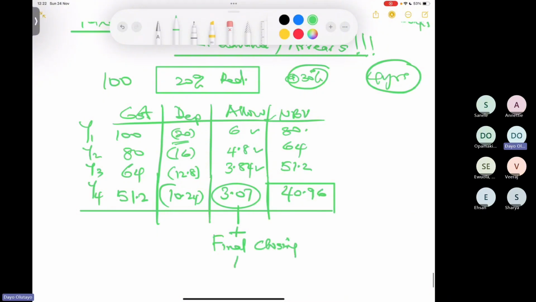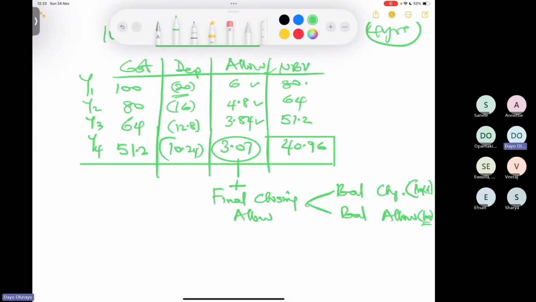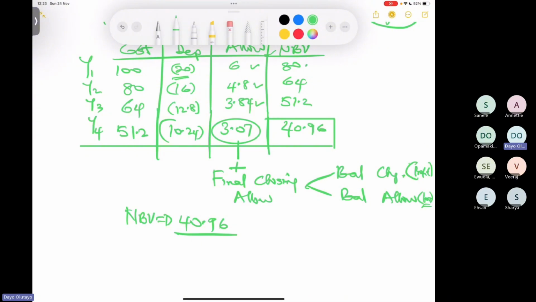Your final closing allowance can either be a balancing charge or a balancing allowance. A charge is when you are paying, an allowance is when you are getting a benefit. So you get a charge when you make a profit from disposal of the asset, or you have an allowance when you make a loss from the disposal of the asset. In this case, the net book value of the asset is 40.96. So it now depends on whether the question is giving you a residual value of a huge figure that is more than this or less. But let's assume the residual value is 0.